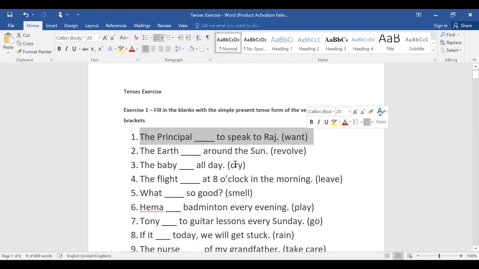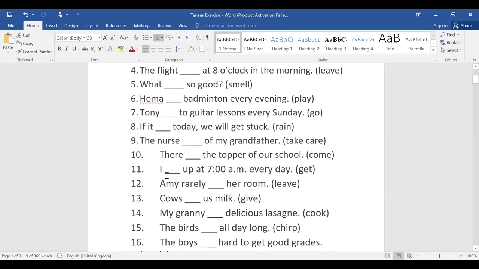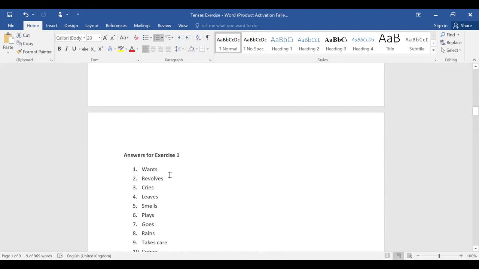So all verbs that normally end with Y, you add IES. That's the general rule, but there are some exceptions. Then the flight leaves at 8 o'clock in the morning. What smells so good? You need to add S, okay? And the rest continue. So these are how you get some of your tenses wrong.